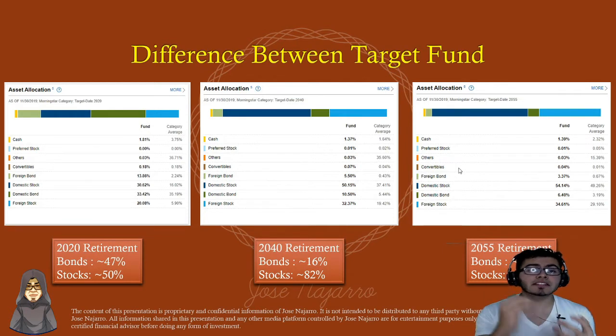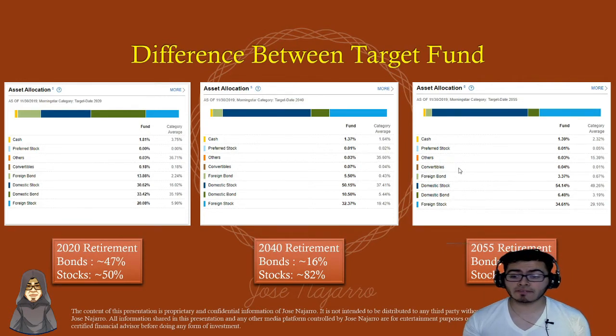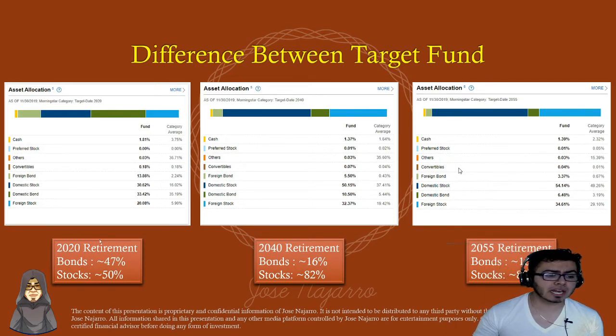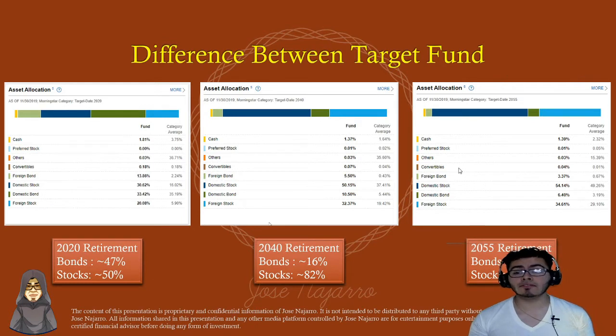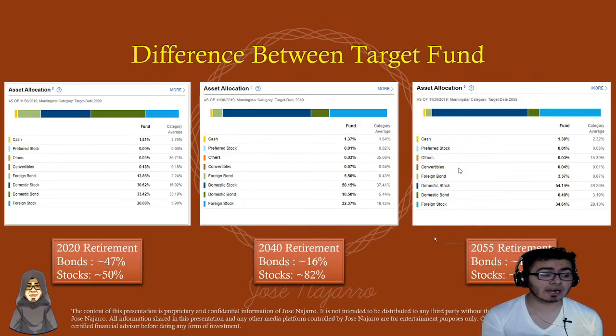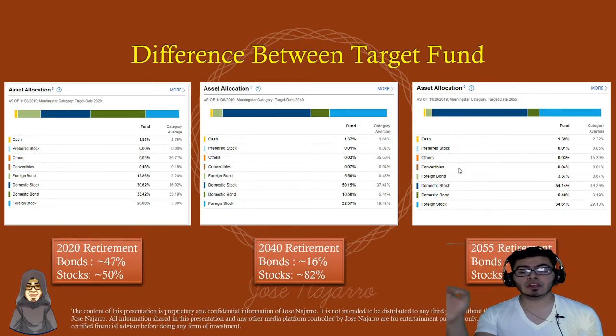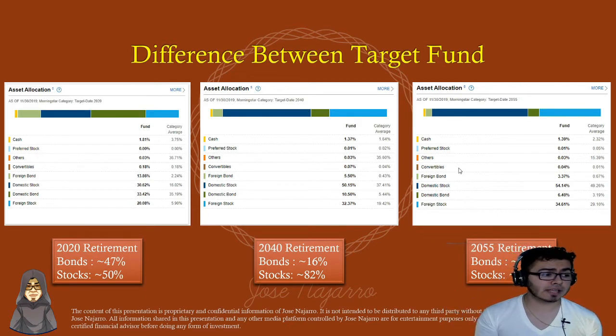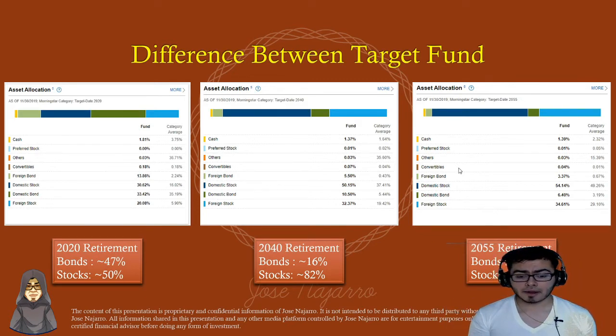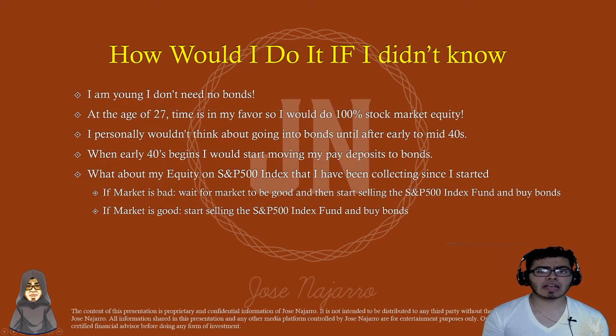So right now, you guys can see the difference between target funds. If you're closer to retirement, you're going to see more bonds in your portfolio as opposed to stocks. If you're way further away from retirement, you're going to see a lot less percentage in bonds and a lot more percentage in stocks. So let's take a look at the next slide, and this is how I would do it.